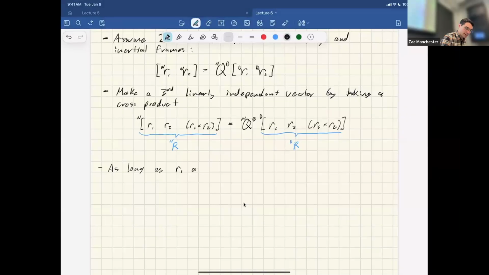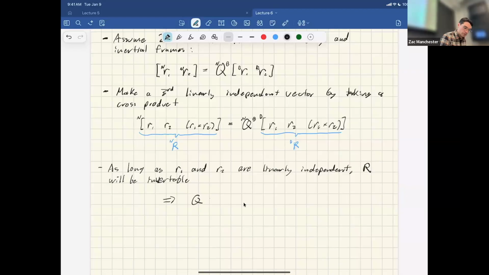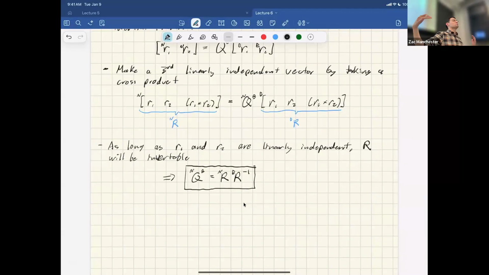As long as R1 and R2 are linearly independent, then these big R matrices are invertible. And now we've got Q from B to N is R_N times R_B inverse. Pretty easy. Okay. Not so bad. So this is how I would do this now.